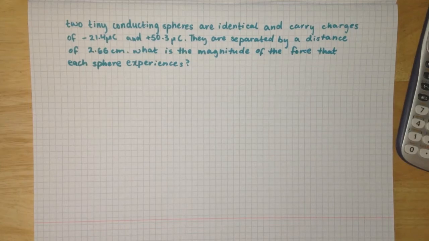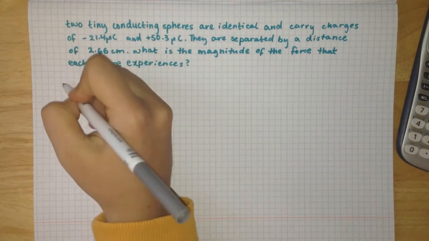Two tiny conducting spheres are identical and carry charges of negative 21.4 microcoulombs and positive 50.3 microcoulombs. They are separated by a distance of 2.66 centimeters. What is the magnitude of the force that each sphere experiences? So let's draw a picture first to visualize this.